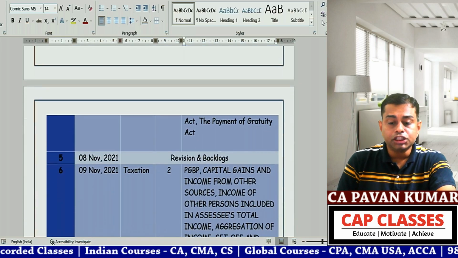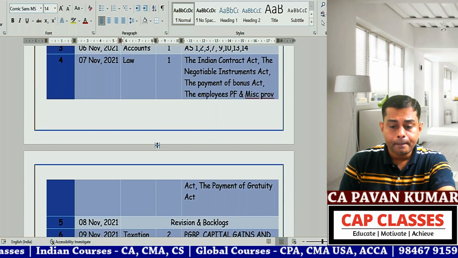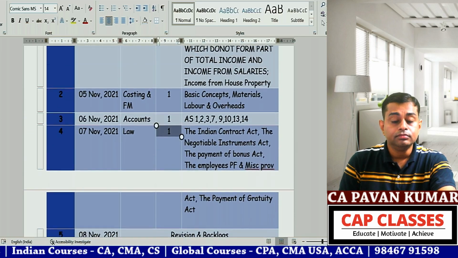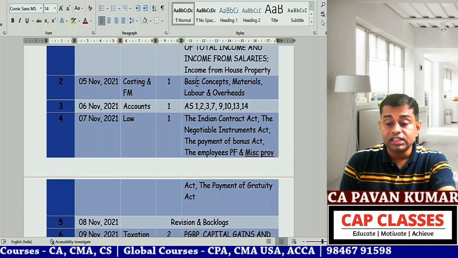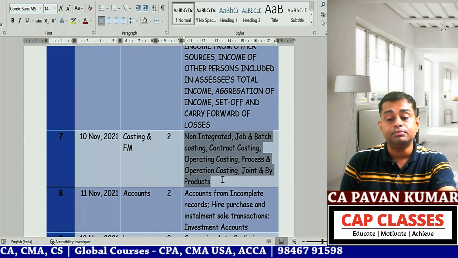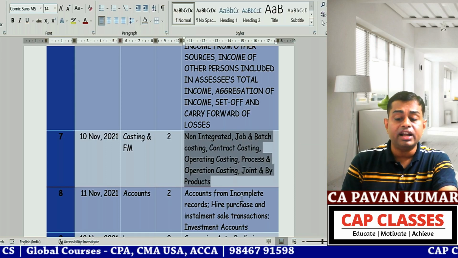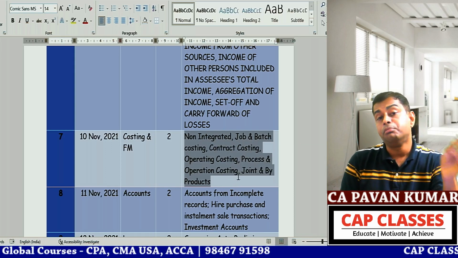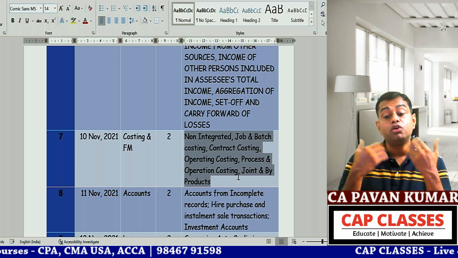Okay, so look at the schedule. The schedule is prepared from 4th November. Costing is day 1, and costing day 2, and again after 5 days it will come. Integrated, non-integrated, batch costing, job costing, contract, operating and process, joint and byproducts. Because you are doing the old syllabus, costing includes the FM syllabus also, so you need to do more.